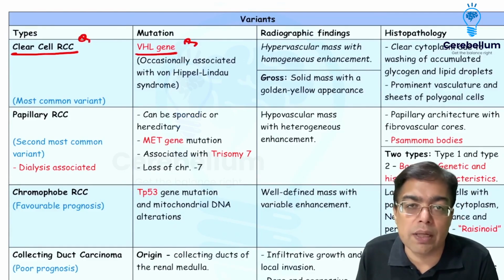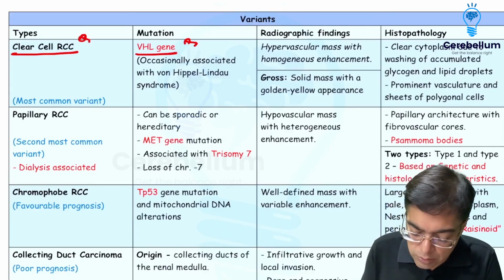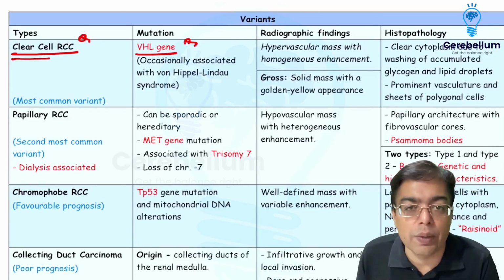Tumor cells over here arise from the proximal tubule, and they have glycogen or fat in them, which is going to get washed off. Therefore, the term is clear cell. So there is a clear cell variant. Please remember that these patients have an association with VHL syndrome.